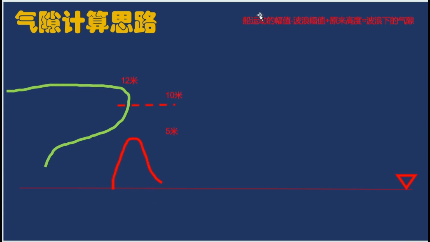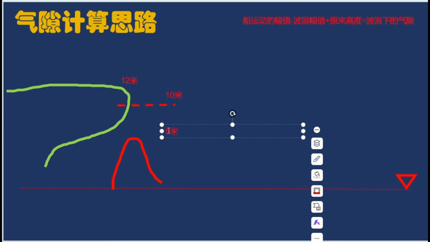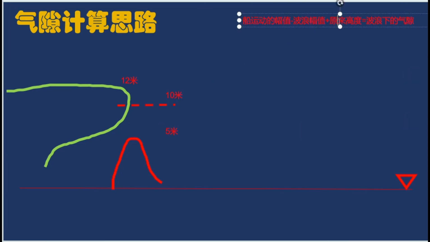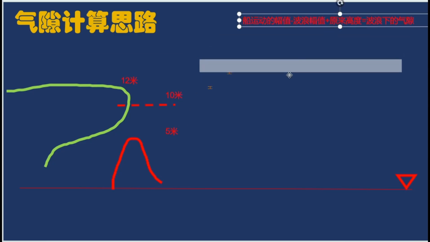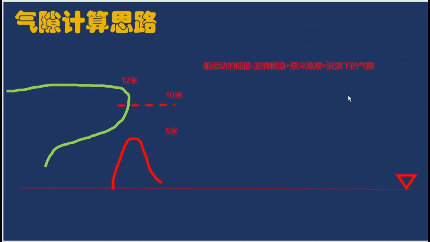We use the amplitude of the ship's movement, which is 2 meters, and then subtract the amplitude of the wave's movement, which is 5 meters, so it's 2 minus 5, which equals -3, and then add the original height, which was 10 meters. This is the position under the wave, which is 7 meters. To summarize, the amplitude of the ship's movement minus the amplitude of the wave plus the original height equals the position under the wave.